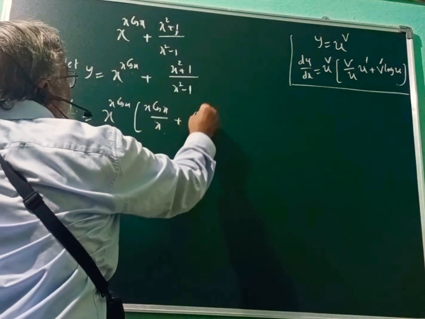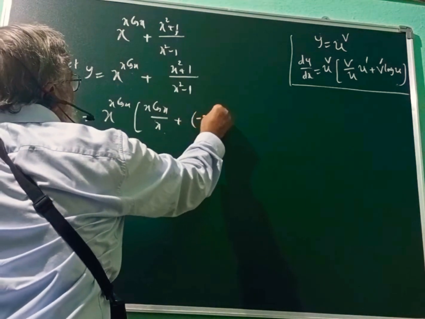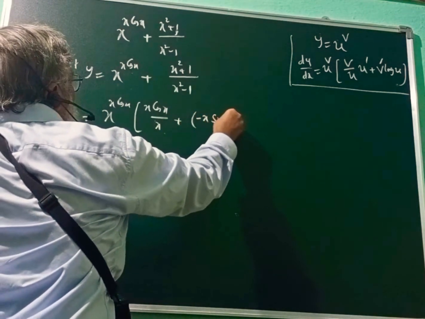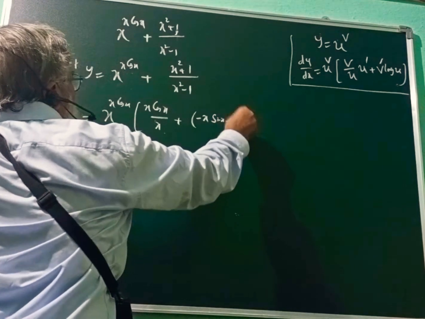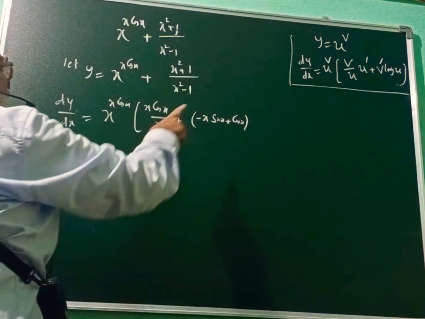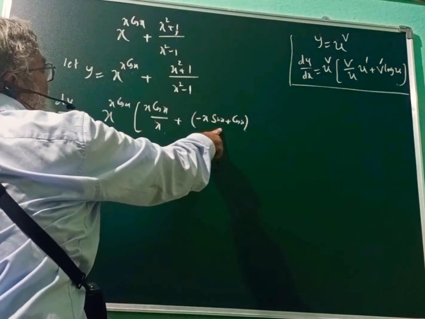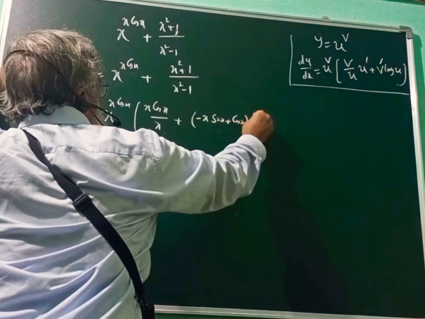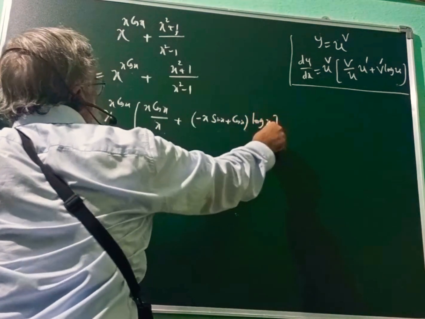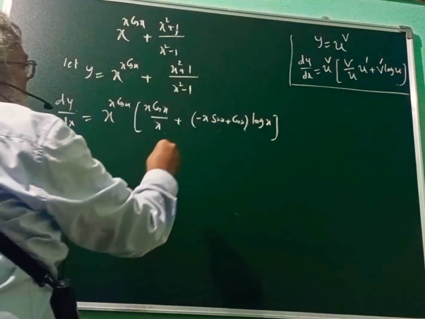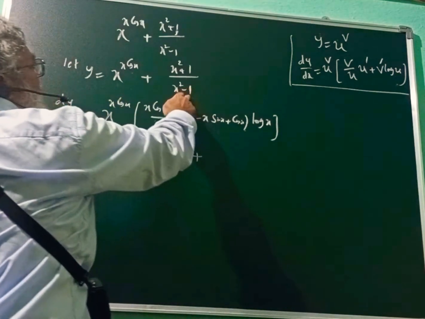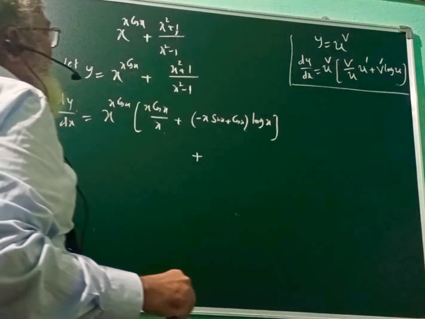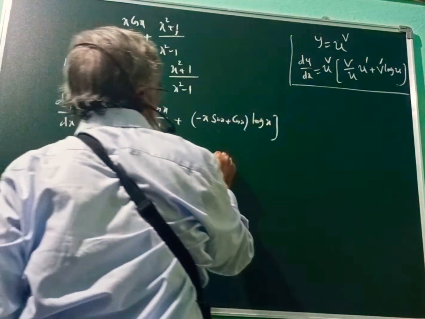First function as it is, differentiation of cos x is minus sin x, cos x, differentiation of x is 1 here. That is v dash, into log of u, that means log of x. That is the derivative of this. Plus here there is no need of applying the formula. Here we have to apply the quotient rule.